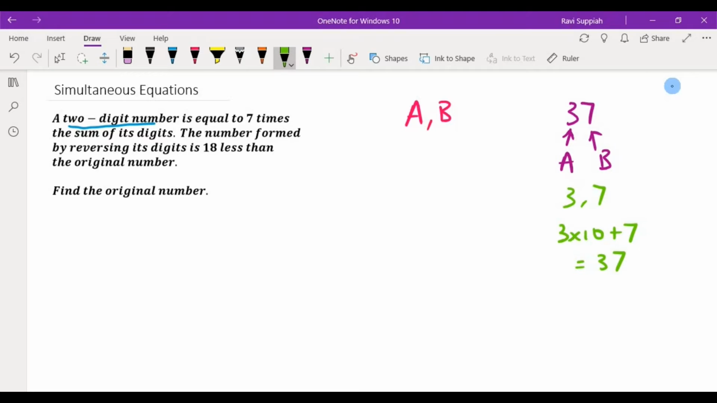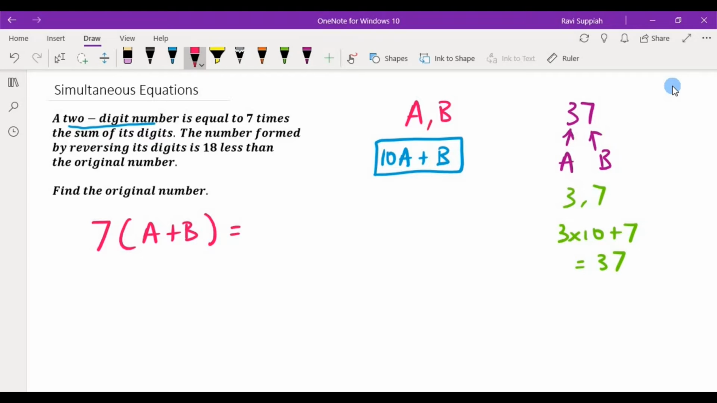In that same way, to get the actual number from these two digits, I must take 10a plus b. That gives me the actual value of the two-digit number. With that and the first sentence, we can write the first equation: 7 times the sum of its digits, that is 7 multiplied by (a plus b), is equal to the two-digit number, which is 10a plus b.